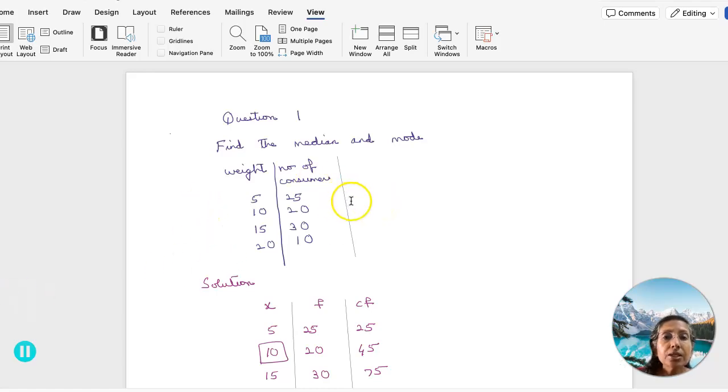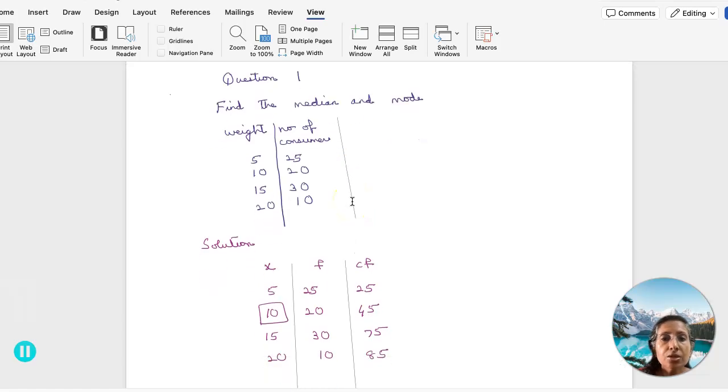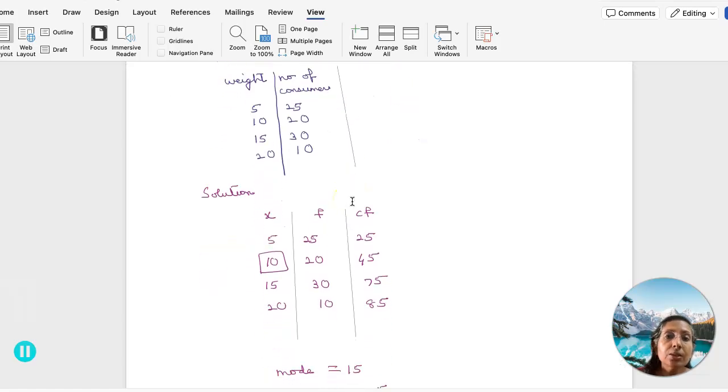You're given the weight and the number of consumers. So we start with the weight as X and number of consumers as frequency, and we calculate the cumulative frequency table. So cumulative frequency less than or equal to 5 is 25, less than or equal to 10 will be 25 plus 20, 45, less than or equal to 15 will be 45 plus 30, 75, and less than or equal to 20 is 75 plus 10, which is 85.